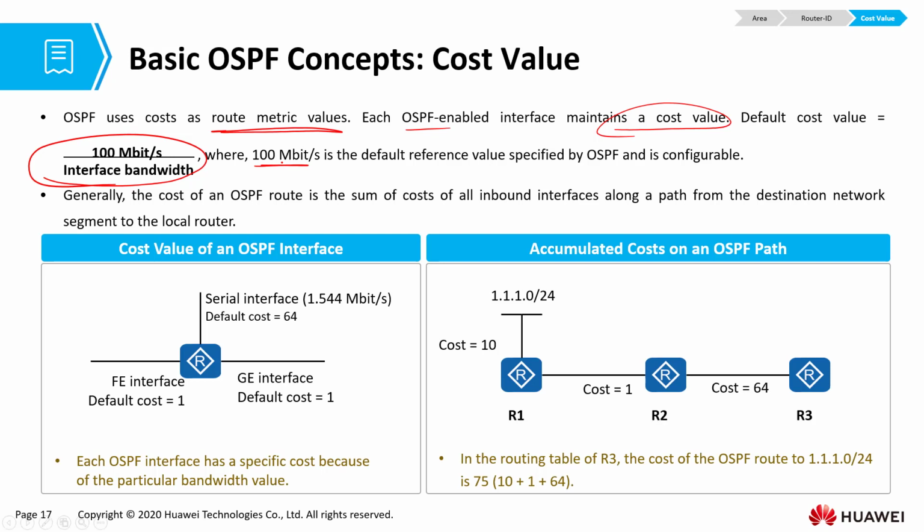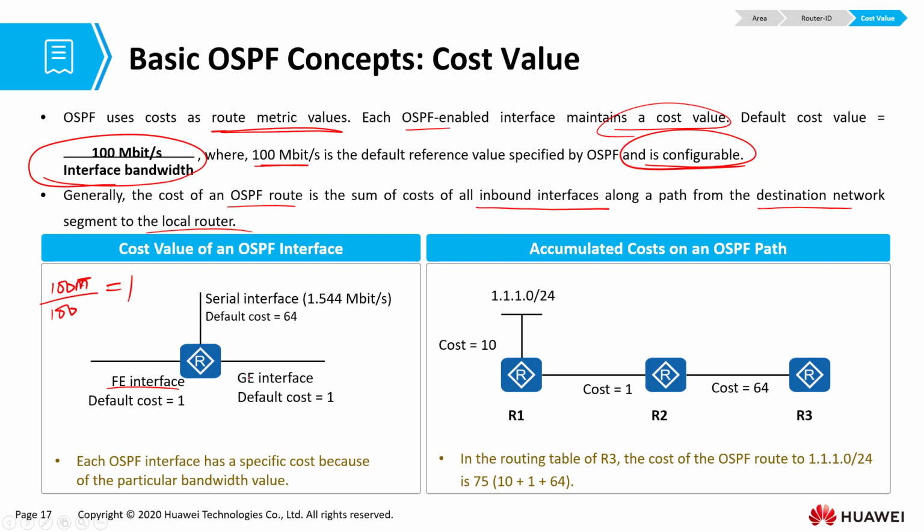Now, sometimes you have much higher bandwidths in your network, and you want to modify this reference value of OSPF. So it is configurable. Generally, the cost of an OSPF route is the sum of costs of all inbound interfaces along the path from the destination network segment to the local router. So we have an example here. A fast Ethernet interface has 100 megabits per second. So 100, which is the reference bandwidth, over 100 gives us a cost of 1.